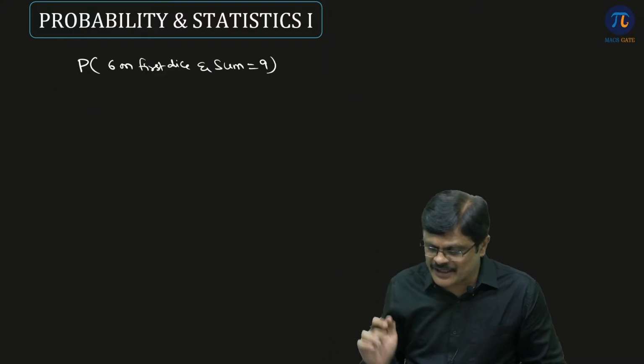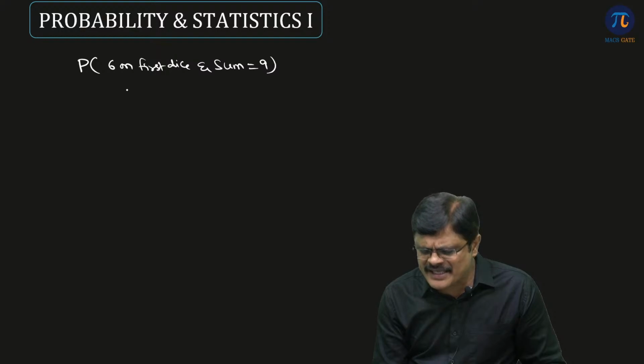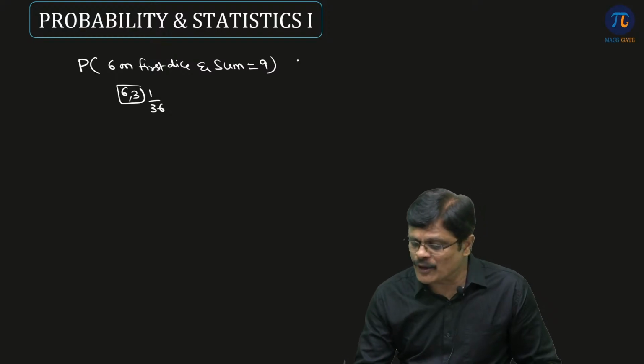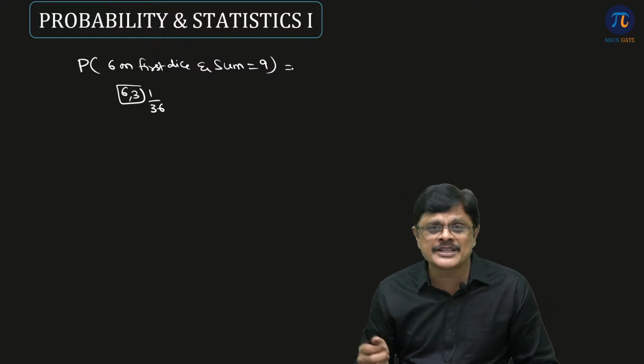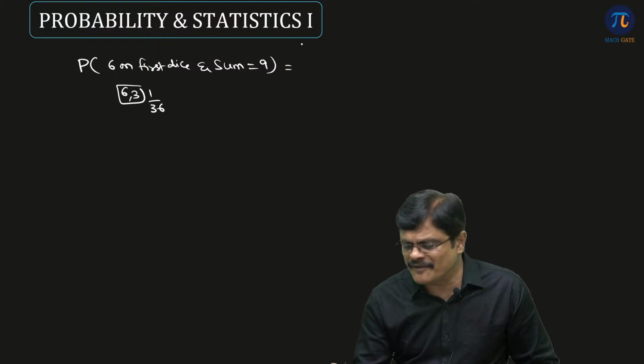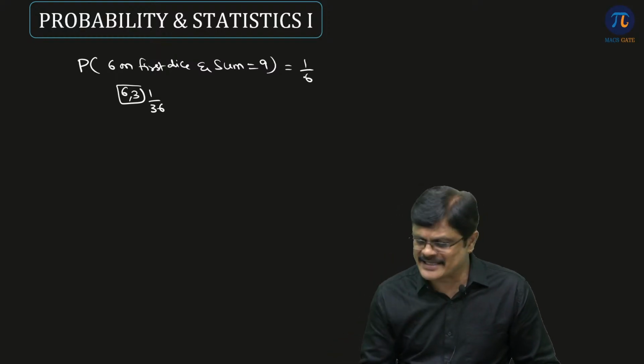Am I clear? Please note that. Now here, 6 on the first dice and sum is equal to 9, this is what you want. This is one case favorable out of 36 cases. But according to this method, if you go, what is it? 6 on the first dice means 1 by 6 cases.